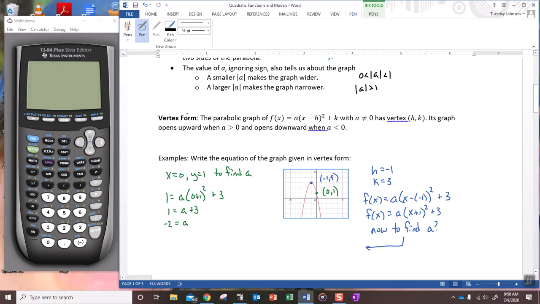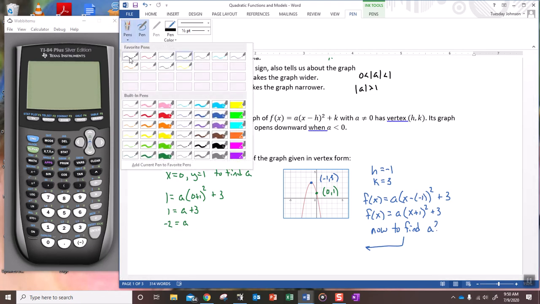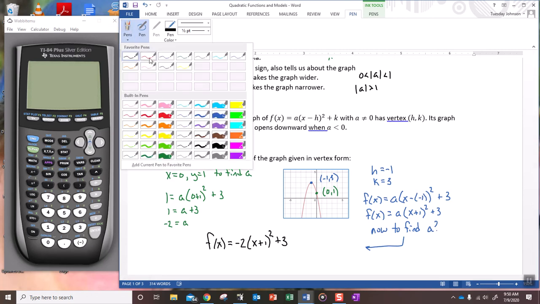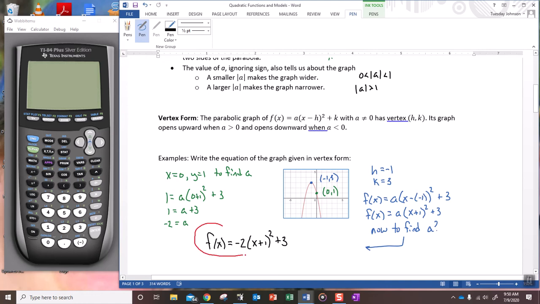Once we know a equals -2, we could write our equation f of x is -2 times (x plus 1) all squared plus 3, and that is our final answer. So knowing the vertex, we could substitute for h and k. Choosing any point on the graph, we can find our a value.